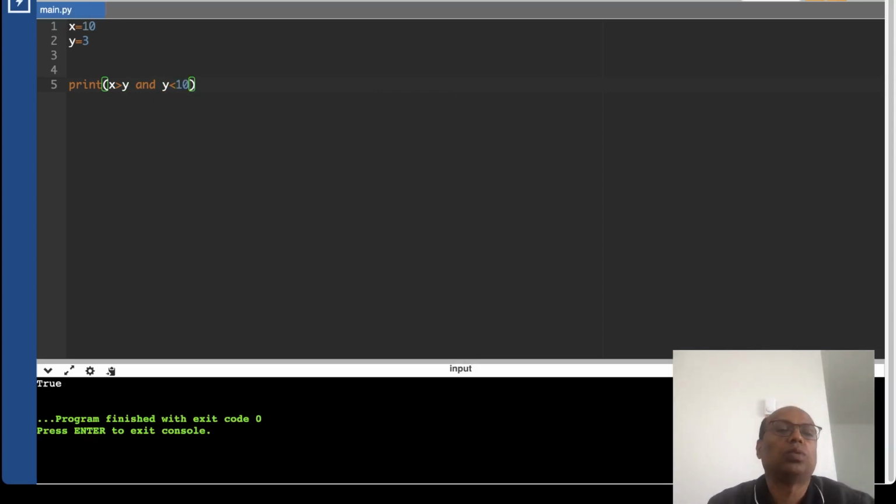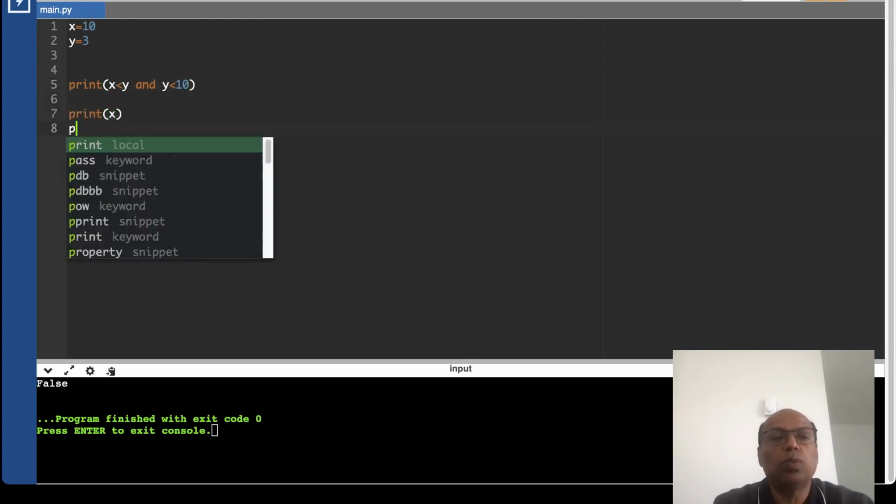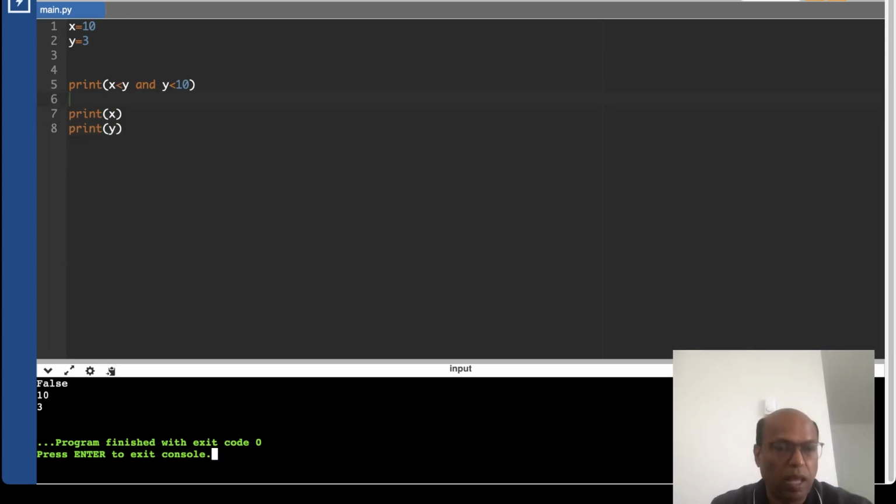I got true, right? Because both the sides are true, the result is true. Now if I say here in this case x is less than y and I run the code, what is the answer? I'm going to get false. Now after this statement I'm going to print x and print y. They remain the same.